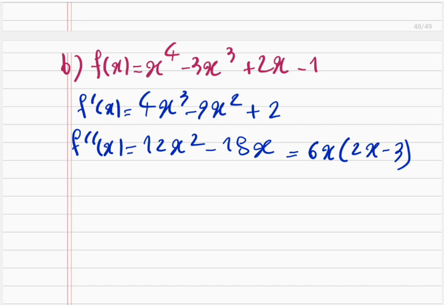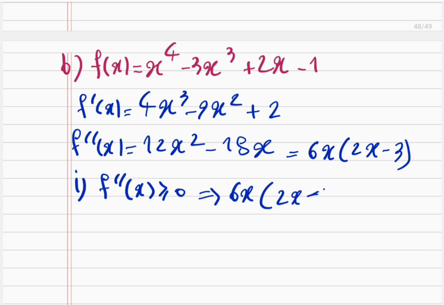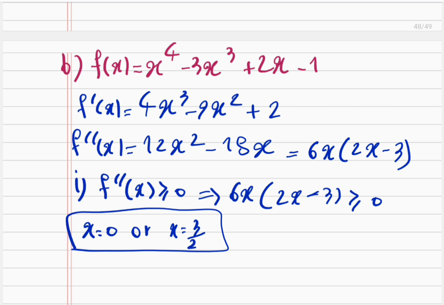Okay, now we can answer part A, which is about finding the interval where the function is convex. That happens when the second derivative is greater than or equal to 0. And we have 6x times 2x minus 3 is greater than or equal to 0. And the roots are either x is equal to 0 or x is equal to 3 over 2. So that's obvious.